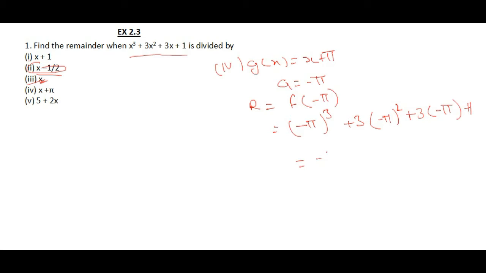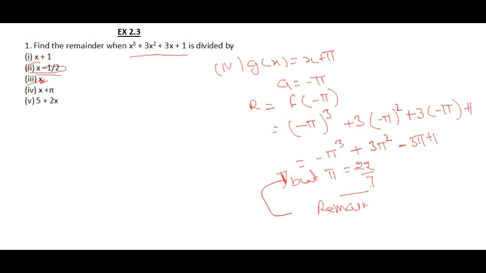So what will I get? Minus pi cube plus 3 pi square minus 3 pi plus 1. Now put the value of pi, as we know, pi is equal to 22 upon 7. Place this value in this expression and you will get the remainder. So now only the simplification remains: put x equal to pi equal to 22 by 7 and simplify it. Now the fifth case.